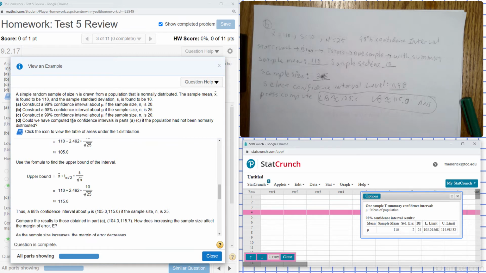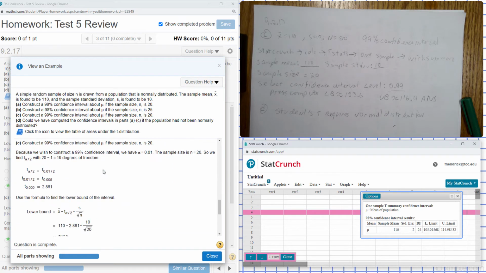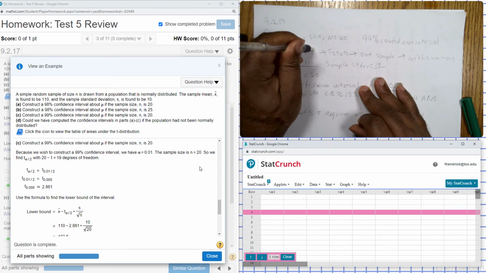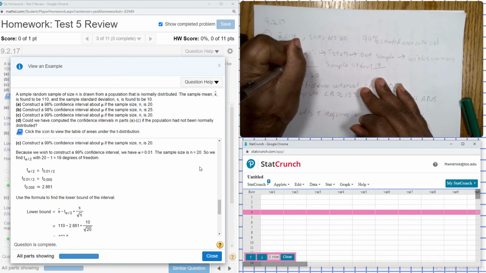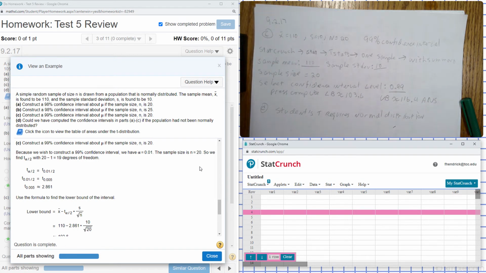And then part C, they want a 99% interval if n is 20. In this case, they give us the mean to be 110. The standard deviation is 10. The sample size in this case is 20.